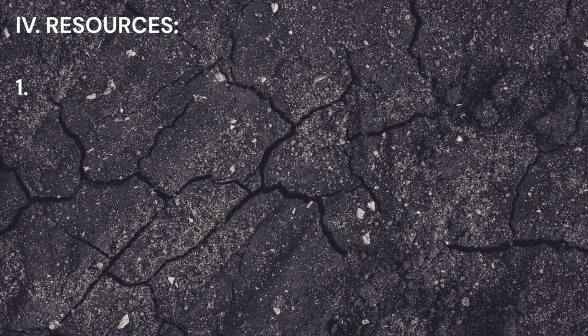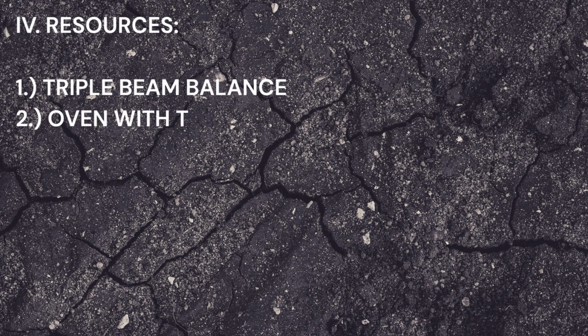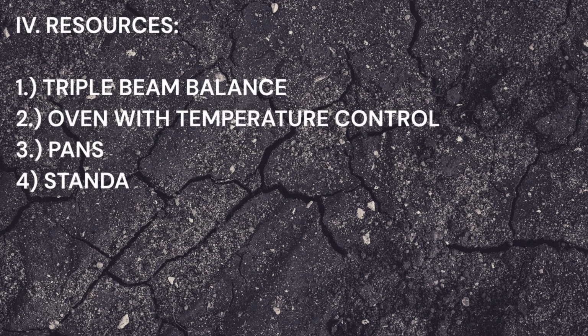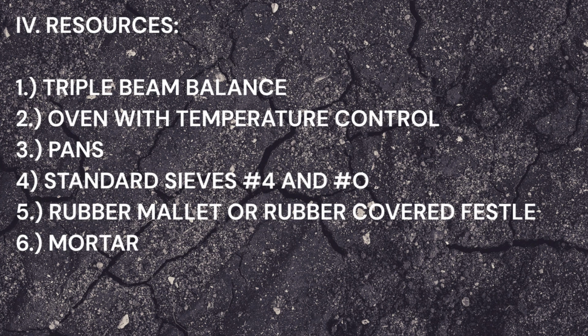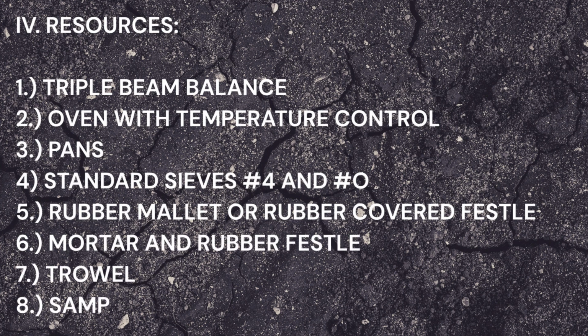Resources. 1. Triple beam balance. 2. Oven with temperature control. 3. Pans. 4. Standard sieves #4 and #10. 5. Rubber mallet or rubber covered vessel. 6. Mortar and rubber vessel. 7. Trowel. 8. Sample splitter.